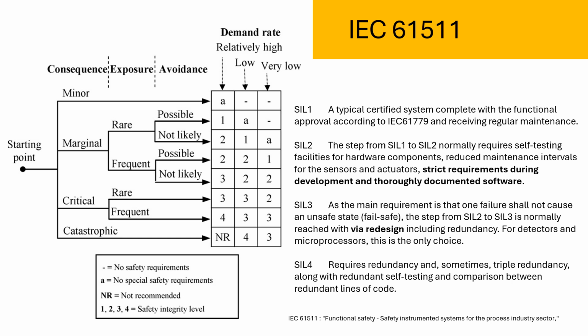SIL 1 involves basic certified systems and routine maintenance. SIL 2 introduces self-testing, tighter development controls, rigorous documentation. SIL 3 often requires redesign with built-in redundancy, so no single failure can cause danger. SIL 4, the most stringent, requires multiple layers of redundancy and self-checking. Now, the idea is that these descriptions help make the idea of abstract SILs more concrete. It could get worse.